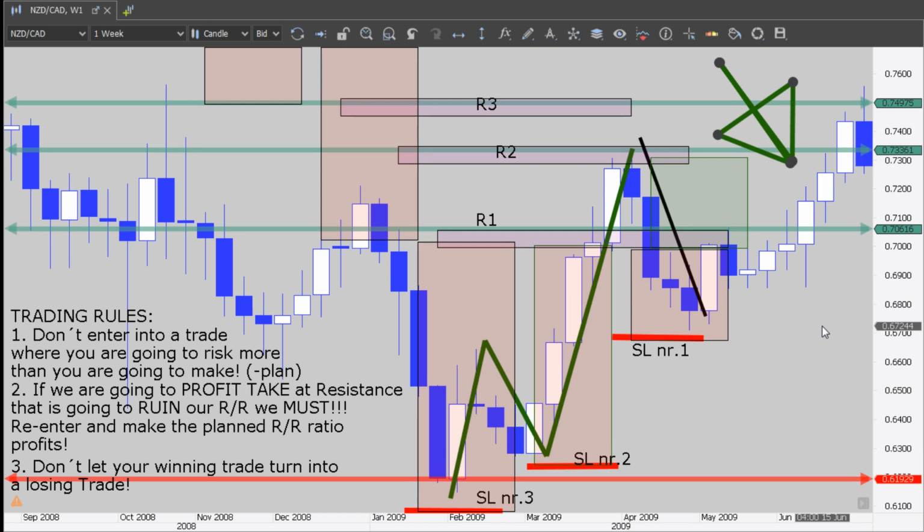The traders that chose stop loss number 2 or stop loss number 3, do you want to profit take at resistance number 3 or do you want to let your trade open? What do you want? And the next question, is anybody here who wants to take a short trade? You know?